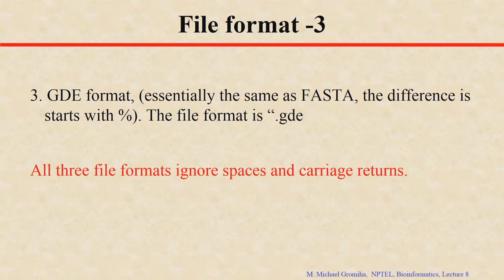There is another format, the GDE format. This is also similar to the FASTA format, and the only difference is that it starts with a percentage sign. These are formats used earlier in the literature. Currently the FASTA format is widely used in many bioinformatics problems. Here you have the extension .gde. All these formats ignore spaces as well as carriage returns. So, if you have a space, it will automatically be ignored and the sequence taken continuously.